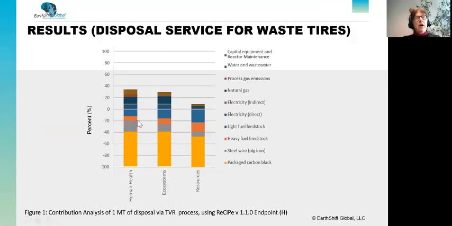Everything below the line here is a benefit. So not only are we getting rid of tires, but we're also producing all this great stuff. And so in this case, that was looked at as a benefit, that you didn't have to produce those things through conventional methods. So as I said, big hit here is that natural gas.